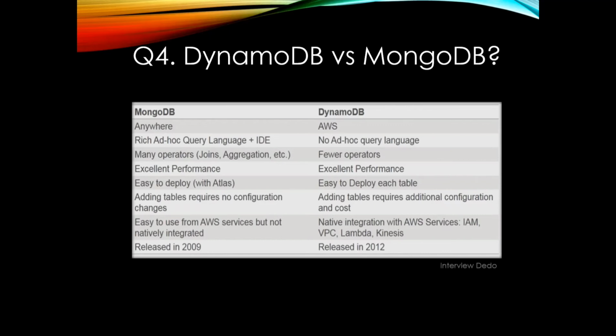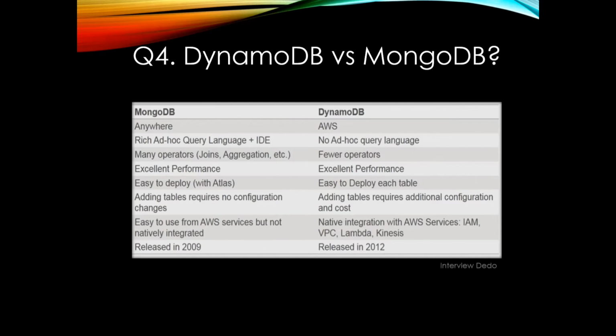that many operators. Then DynamoDB and MongoDB are both excellent in performance and easy to deploy. Okay, then adding a table requires no configuration for MongoDB, but in DynamoDB there will be some additional configuration and cost. Then MongoDB is easy to use from AWS, but not natively integrated. It's not an AWS service, but DynamoDB is natively integrated with AWS, so you can configure it with other AWS services easily, like IAM, VPC, Lambda, or Kinesis.